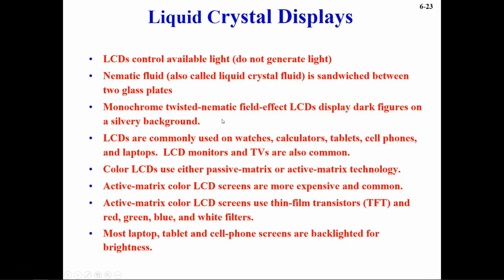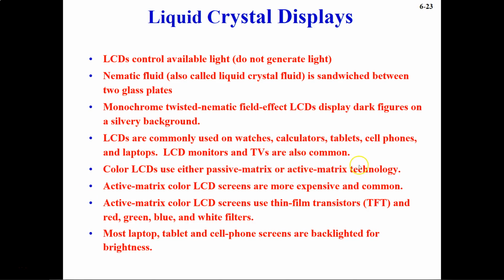Now next we have the liquid crystal display. These LCDs control available light, and they use a liquid crystal named a nematic fluid, which is sandwiched between two glass plates. We are going to see the construction of the LCDs in the next coming slides. The third point says monochrome twisted nematic field effect LCDs display dark figures on a silvery background. LCDs are commonly used in watches, calculators, tablets, phones, and TVs, and color LCDs use either passive matrix or active matrix technology. So if you want to learn more, you can research about this in detail.